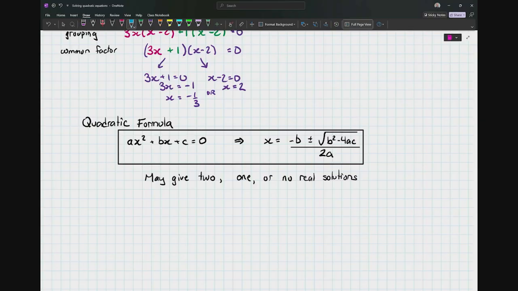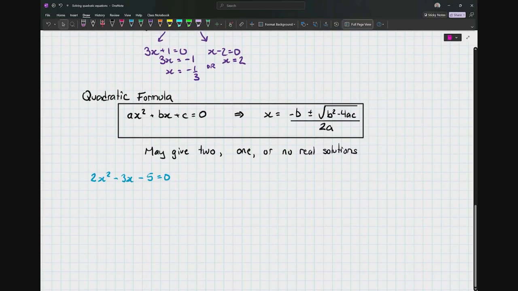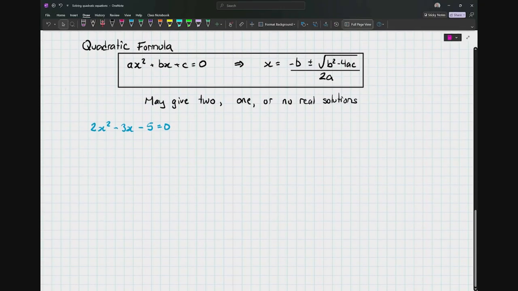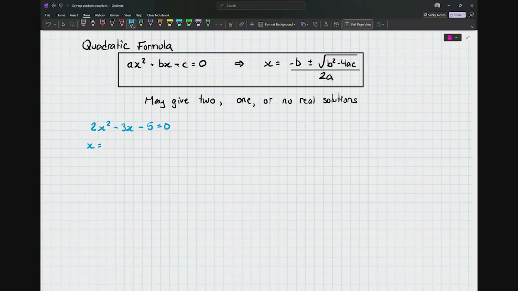Let me give you an example where we could get 2 solutions. x squared minus 3x minus 5 equals 0. All right, we're not going to use the AC method on this one, although maybe we could. Let's just try the quadratic formula. We're going to have negative b, be careful because that's negative 3. We have a plus or minus, and that's typically how you find out that you get 2 different solutions.